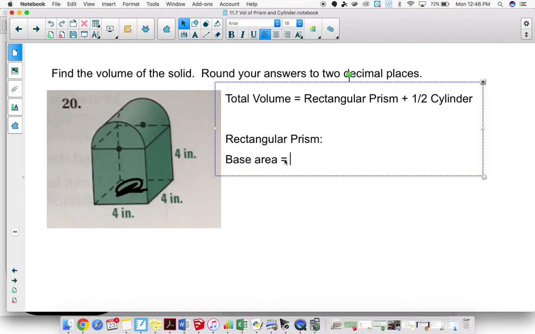Siri thinks I'm talking to her. I couldn't find Siri on your music. Thanks, Siri. You're done.